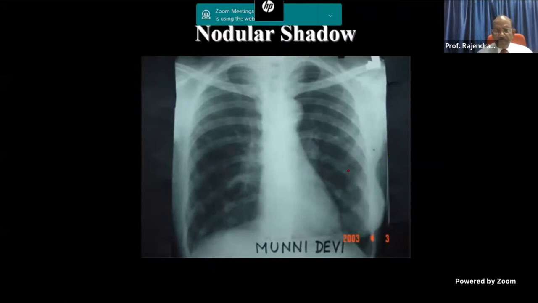When you see multiple rounded opacities, it always brings to mind the picture of secondaries. But if you read the X-ray systematically, there is a breast shadow here, there is no breast shadow here. So what is the advantage of reading systematically? You can see there are multiple rounded opacities, which means secondaries, and the primary site was possibly the breast, which was removed. So she had a carcinoma of the breast.